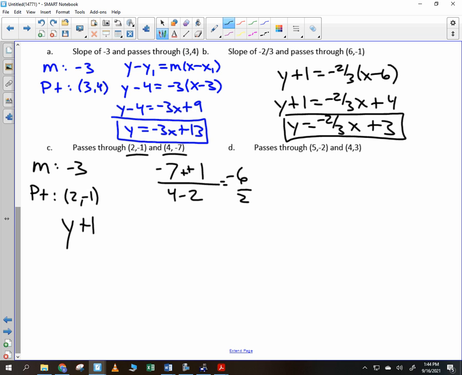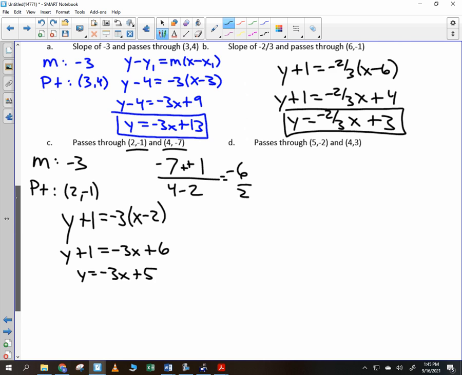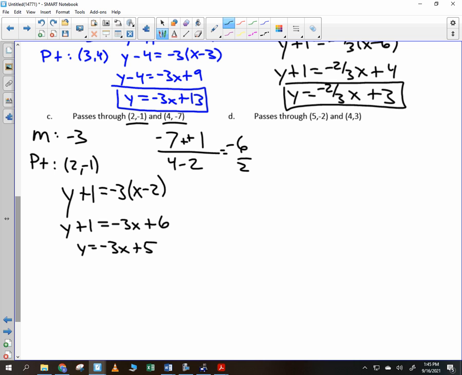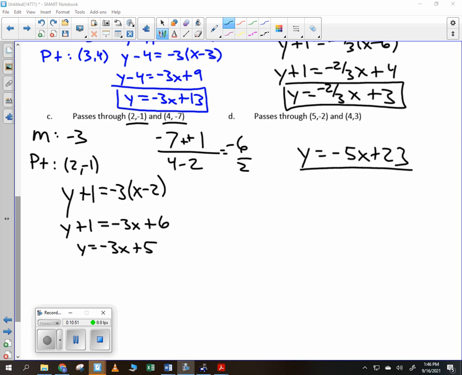Y plus 1 is equal to negative 3 times x minus 2. Y plus 1 is negative 3x plus 6. Y equals negative 3x plus 5. Try the next one on your own. Go. That should be that result.